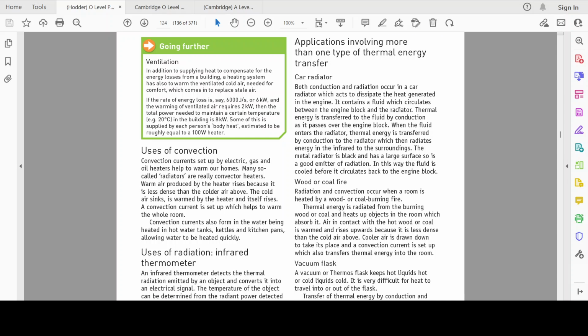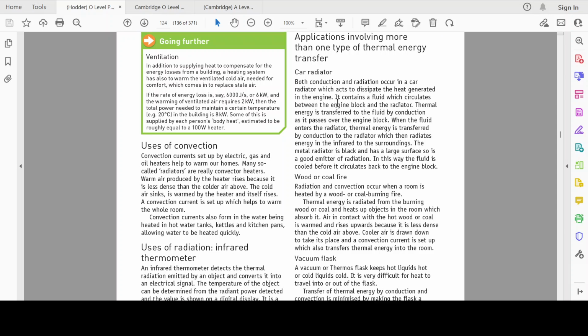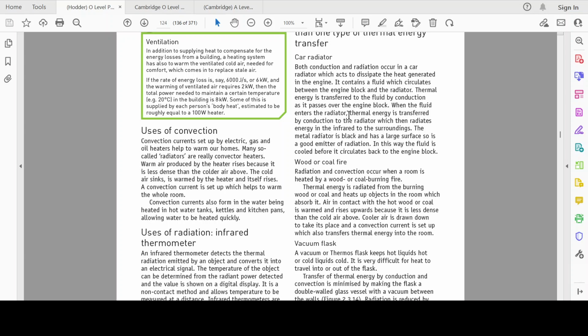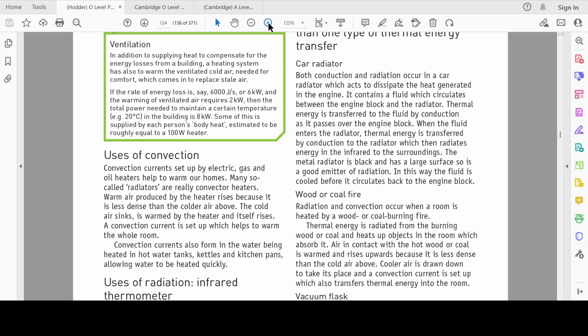So see over here, this is the book, and I'm not able to see your screen. I was not able to see your screen. Can you see it now? Yeah. Okay, so I'll just zoom in a bit.